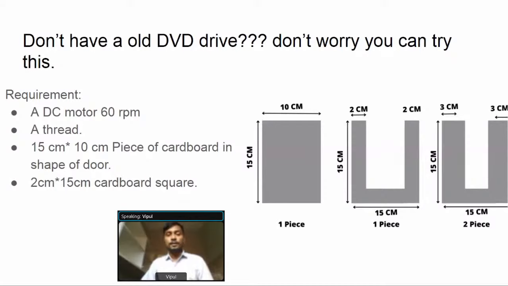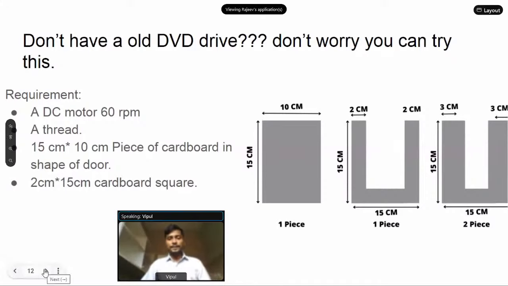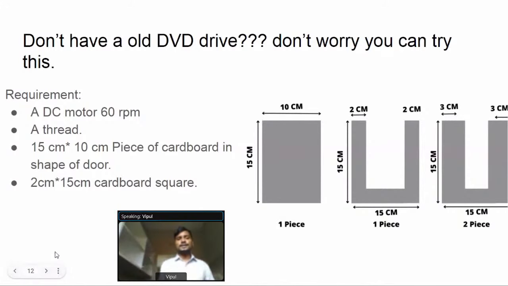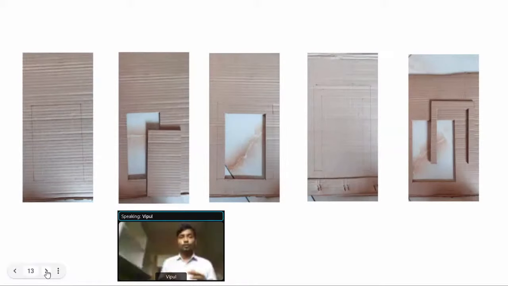That is the first piece of the diagram you can see. That is a 15 centimeter by 10 centimeter piece of cardboard, which we are going to use as the door. In the second diagram you can see a 15 centimeter by 15 centimeter square which is cut in the shape of a U. You need this because you have to make a gate. We will require this. I will show you in what manner we are going to connect these things.